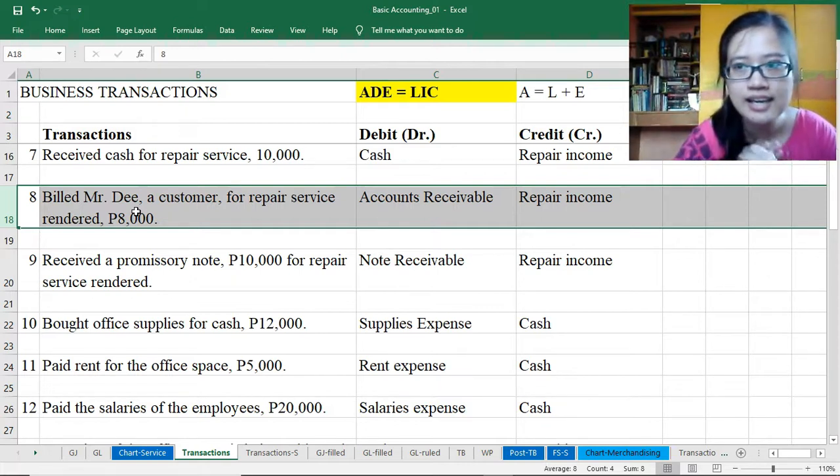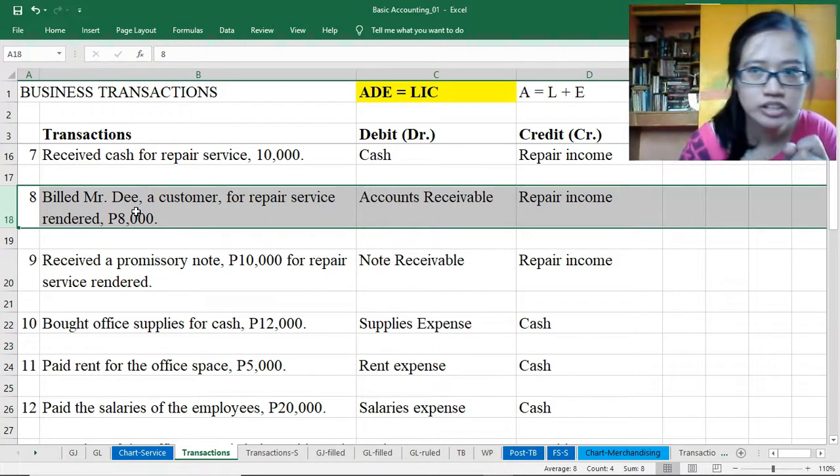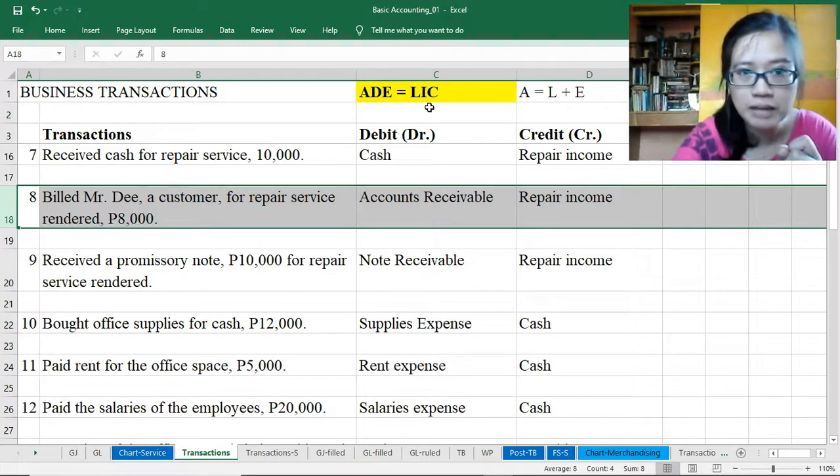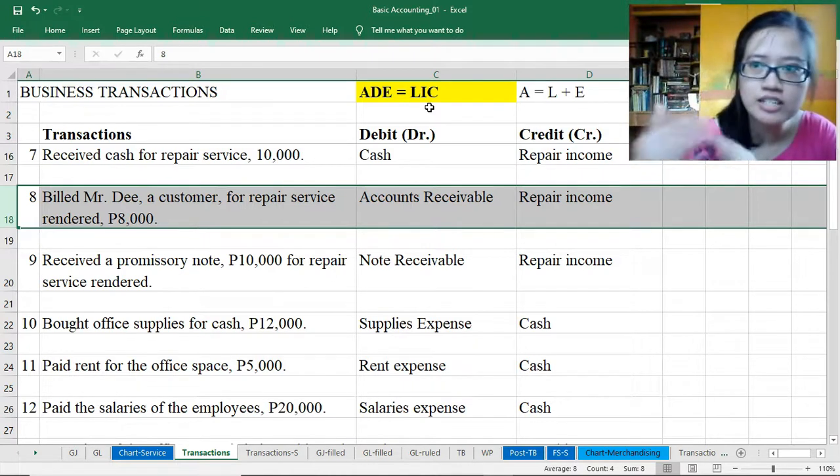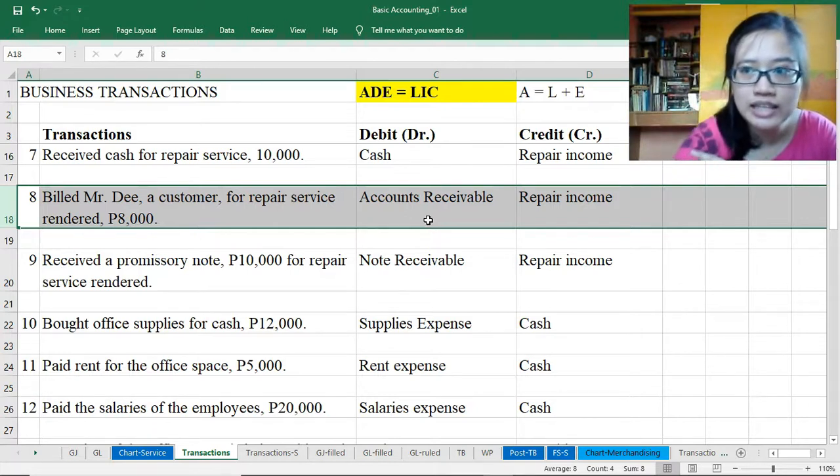So, in this case, ang affected accounts would be increase in asset kasi magkakaroon tayo ng receivable mula kay Mr. D. Tapos, on the other side of the equation, we have income kasi diba nag-render tayo ng service. So, meron tayong repair income. Okay. In particulars, ang debit account natin would be accounts receivable. Credit account natin would be repair income in the amount of 8,000.